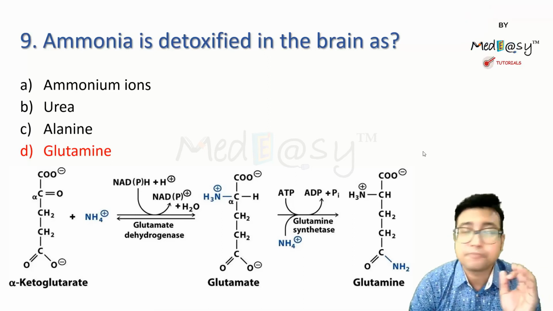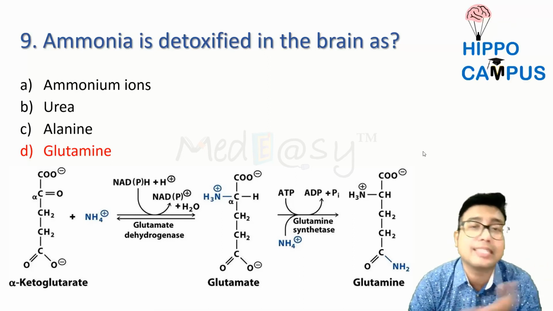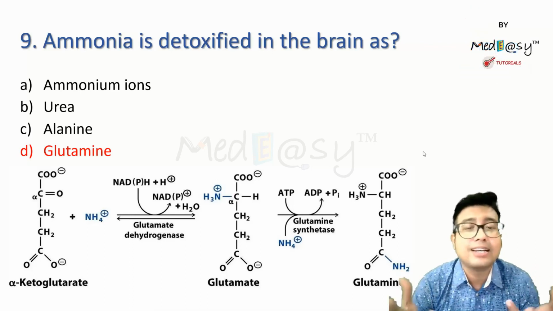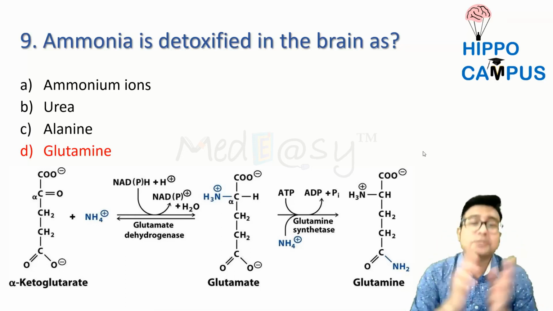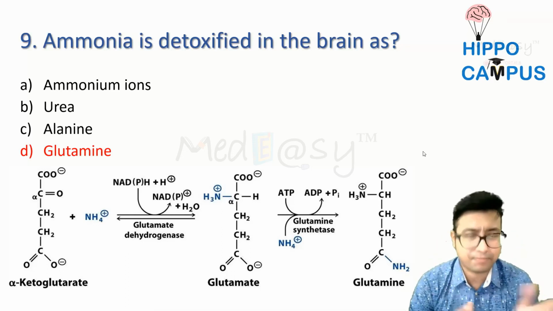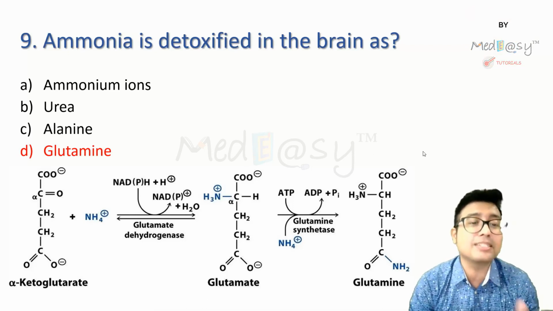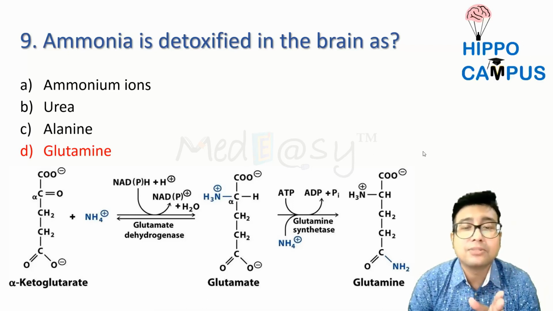From the given options, ammonium ion definitely not, because it needs to be detoxified. Urea, no, urea is not the answer, because from the brain first glutamine is lost. This is the mechanism. And alanine is not the right answer. So remember students, alpha ketoglutarate, glutamate and glutamine.